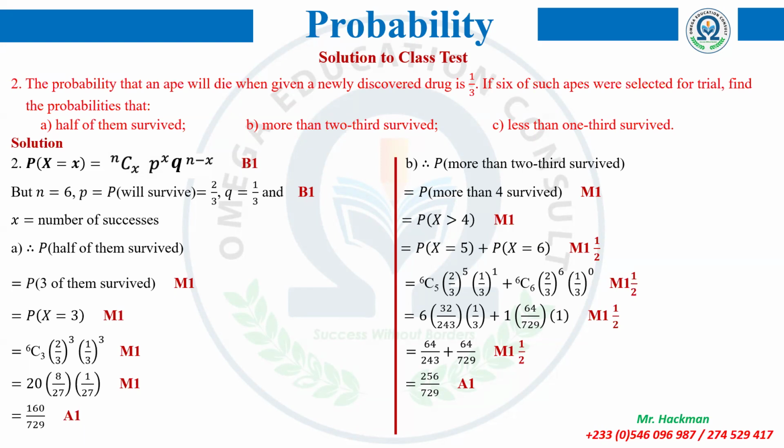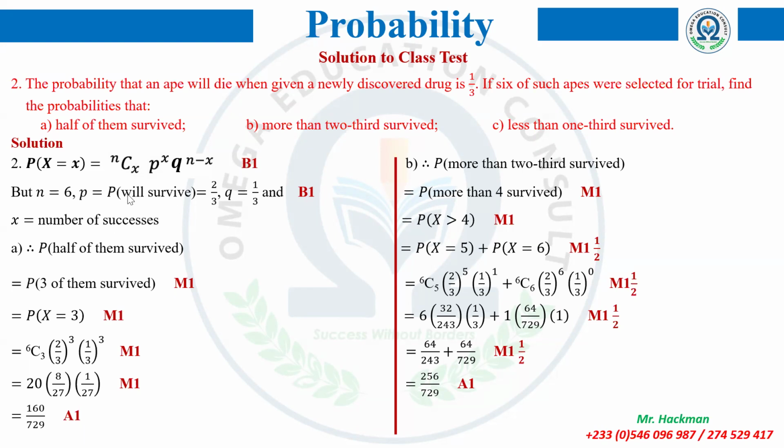You fix survive as your success. So in this case, I fix survive as the success. In that case, the failure will be the complement, which will be not survive. So n will be equal to 6, which will be the number of trials, in this case the sample size, or the number sampled. It is 6, which we didn't write in terms of value, but in terms of letters or words.